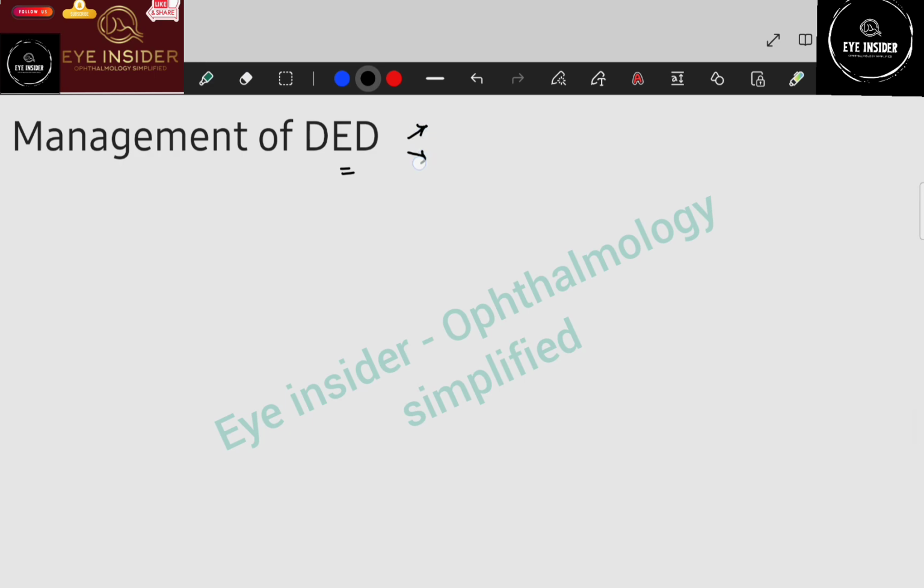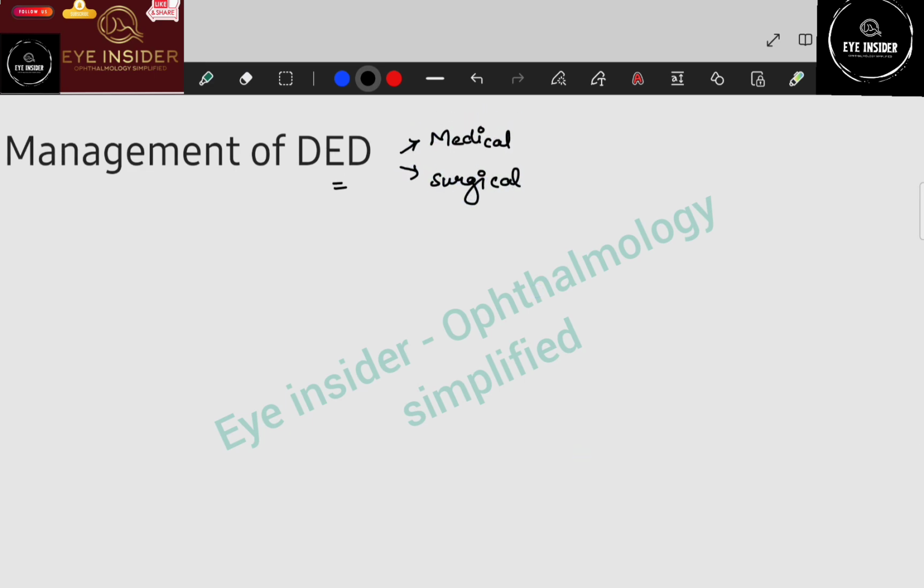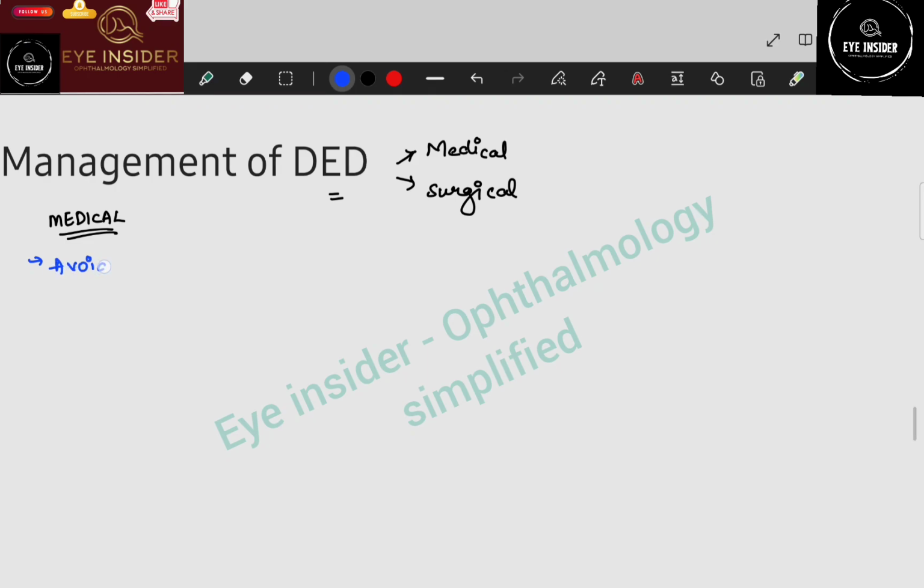In today's class we are going to discuss management of dry eye disease in the form of medical, surgical as well as general measures to treat dry eye. Coming to the general measures, we have to avoid the exacerbating factors. So what are these exacerbating factors? High temperatures, wind, humidity, and other drugs which we consume on a day-to-day basis.